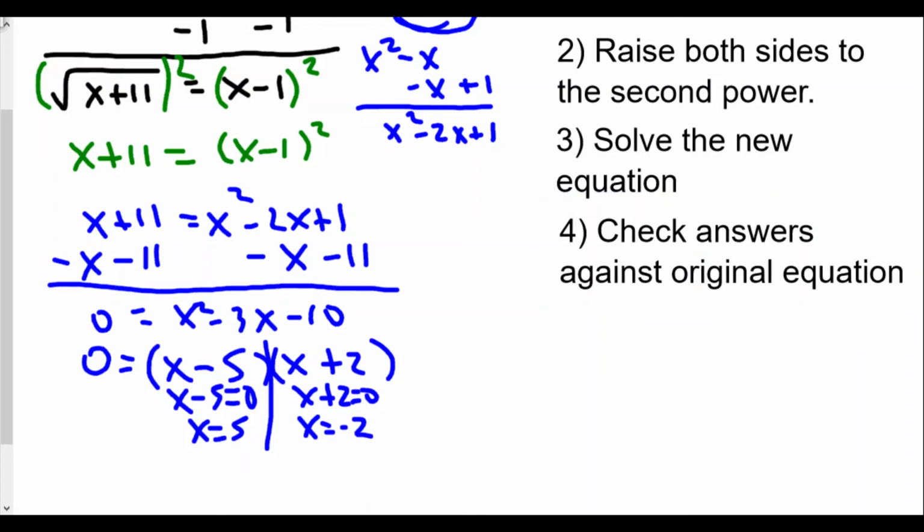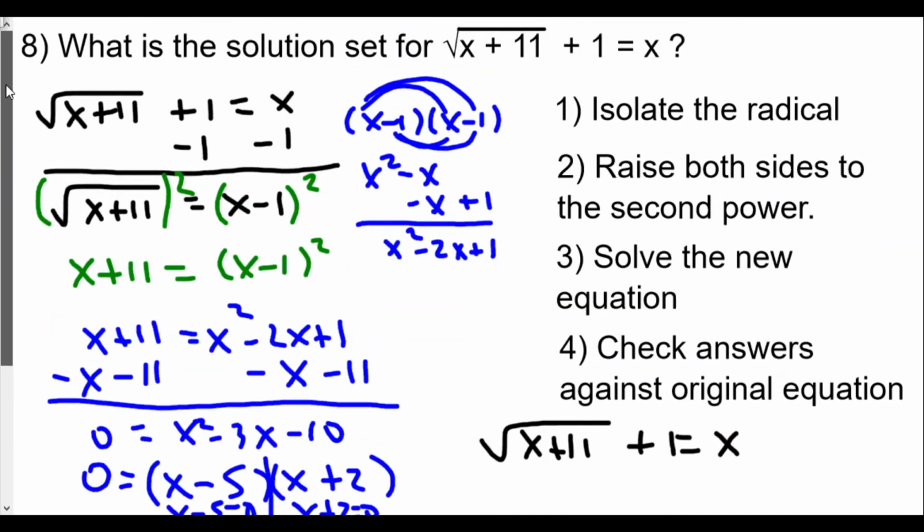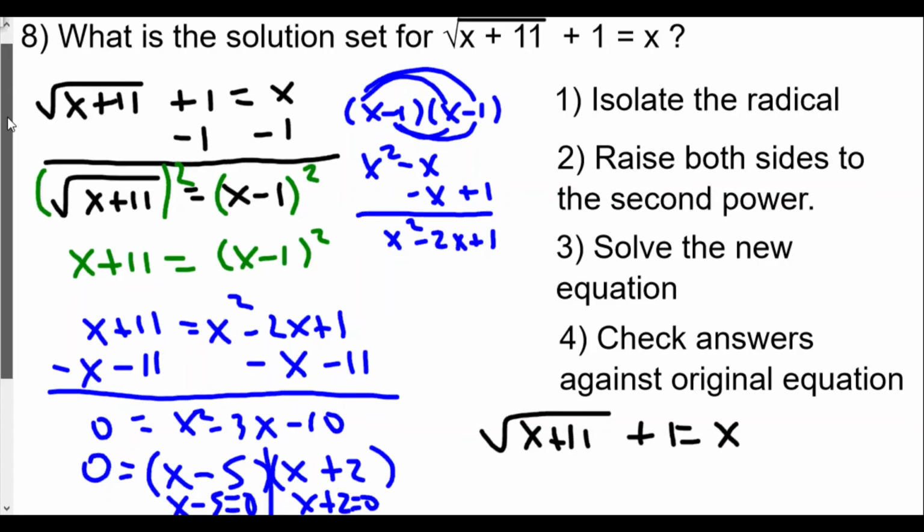Now our original equation, as you see here, should be the square root of x plus 11, plus 1. Does that equal x? That's the original equation now. What was the original equation again? Yes, it was this one here: square root of x plus 11 plus 1 equals x.